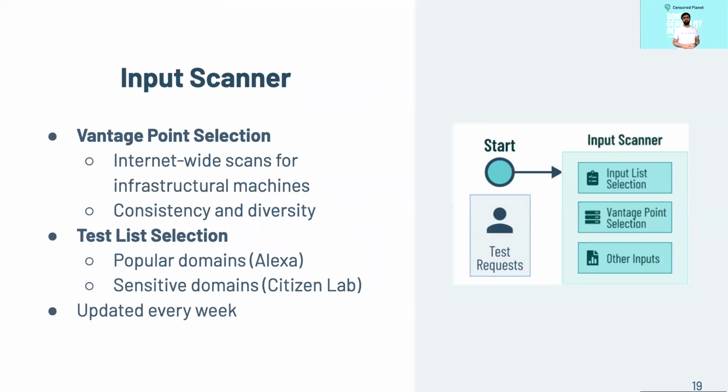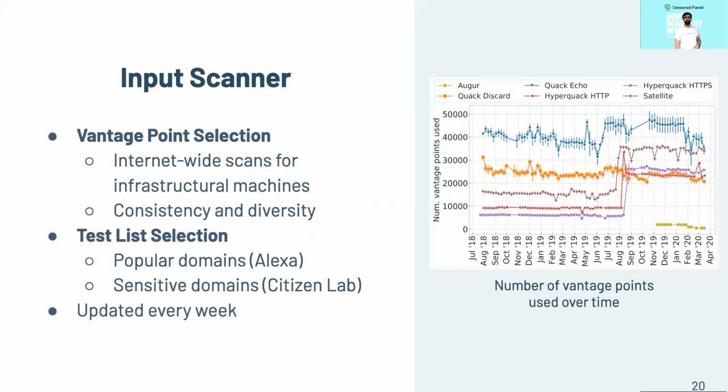The input scanner module selects a list of infrastructural vantage points from which we can run measurements and finds these vantage points using internet-wide scan data. The input scanner also selects domains and IP addresses for testing. As seen in this figure, the input scanner selects more than 20,000 vantage points each week for most techniques, and these vantage points are mostly stable over time.